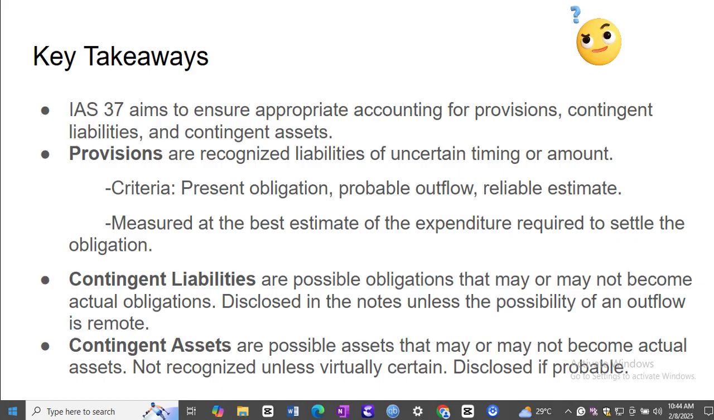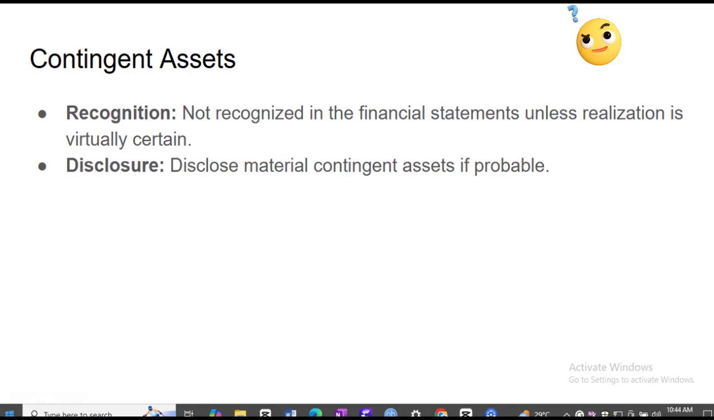What if it's probable but not virtually certain? Then you disclose it in the notes to the financial statements, give some details, how much it might be worth, all that. Okay, so again, transparency is key, even if we're not recognizing the asset itself. You got it. IAS 37, making sure everyone gets the full picture, potential risks and potential rewards. Great stuff. All right, we've tackled provisions, contingent liabilities, contingent assets. Now let's move on to another head scratcher, deferred taxes.